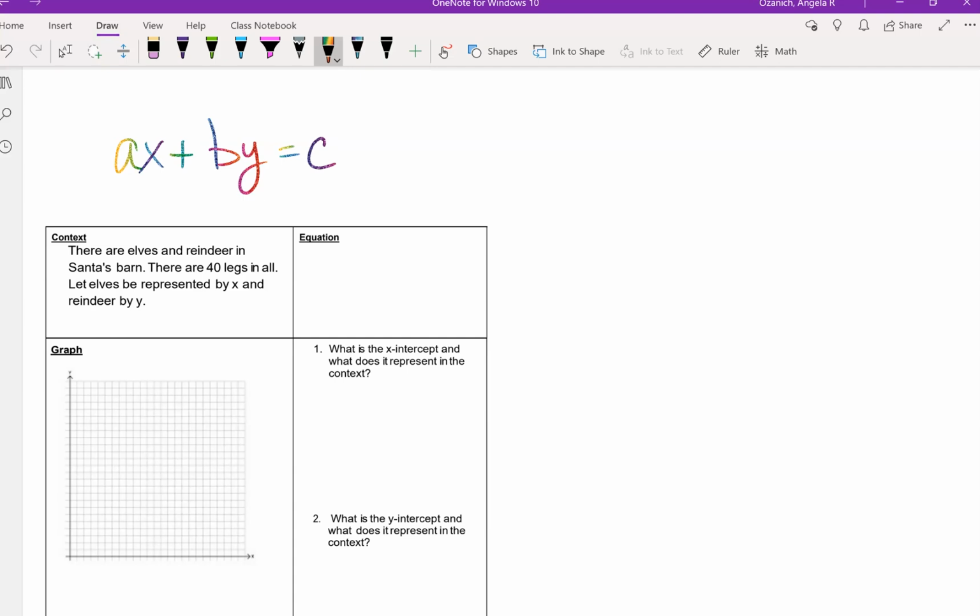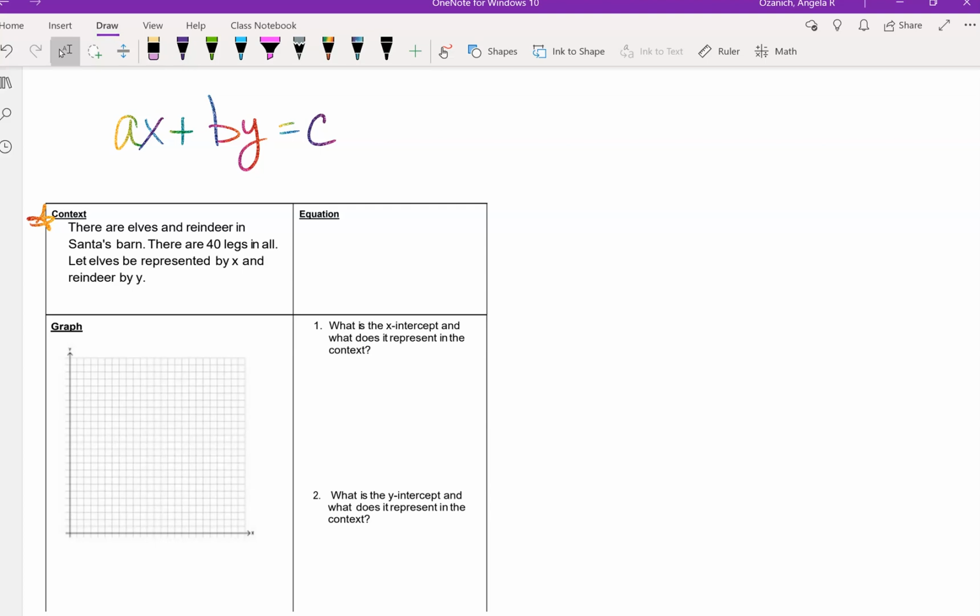And I want to show you an example of how you can use standard form to solve an applied problem like this one. Okay, so let's take a quick peek at this problem and do this one together, and then you guys will be on your way and rolling through the week.